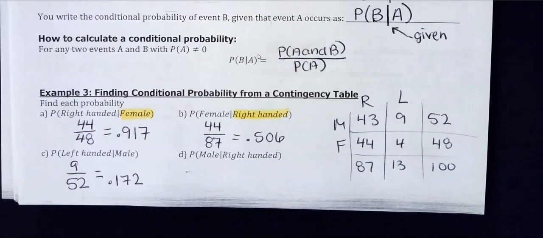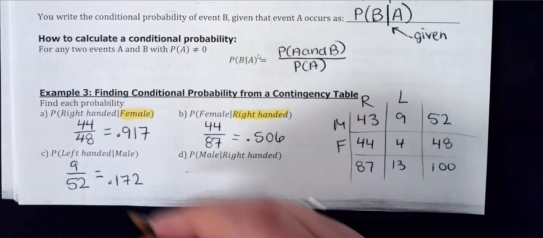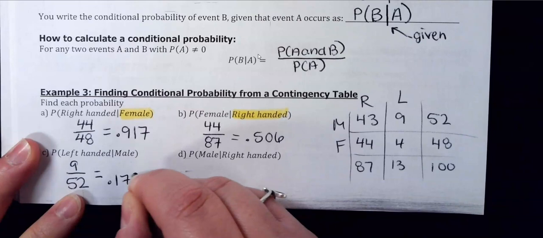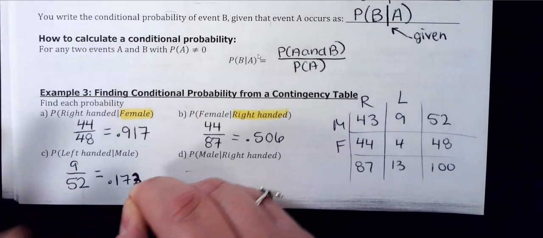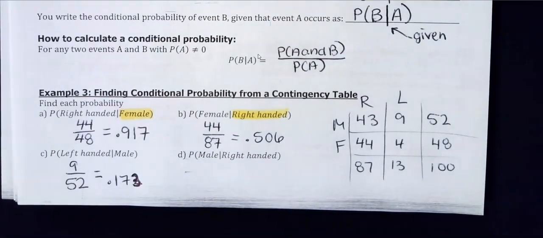Oh no, did I round it wrong? Fired. Oh, you're right. It's 173. Okay. That's not even close. I can't even say that I rounded it wrong.